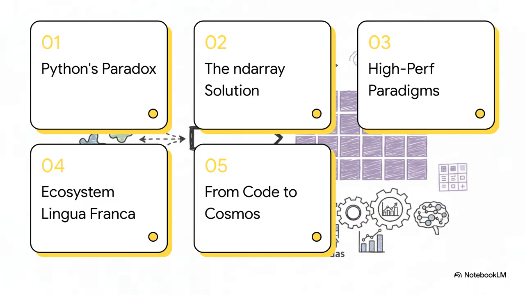All right, so here's our game plan. We're going to start with the core problem NumPy was even built to solve. Then we'll get into its brilliant solution, the ndarray. After that, we'll see how its design created an entire ecosystem. And finally, we'll see how it all comes together to help us make, well, cosmic discoveries.